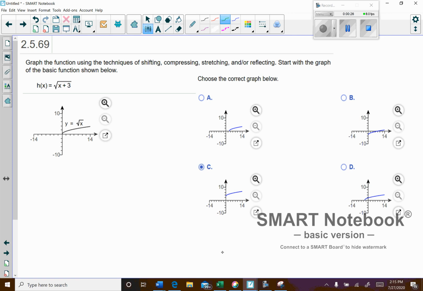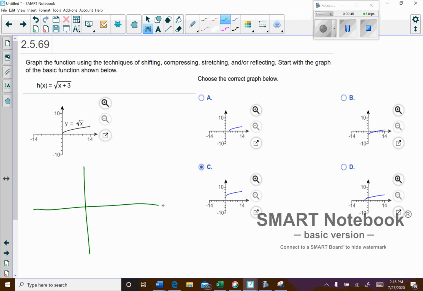So the square root function, this is it right here. To take the square root of 0 is 0. The square root of 1 is 1. Looks like their graph is not quite to scale.